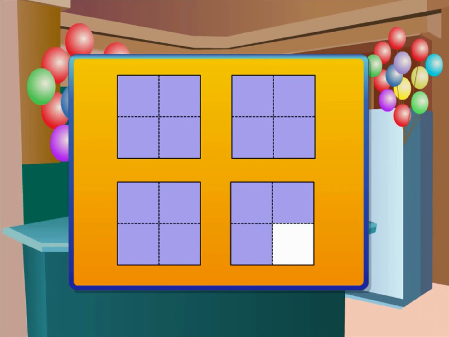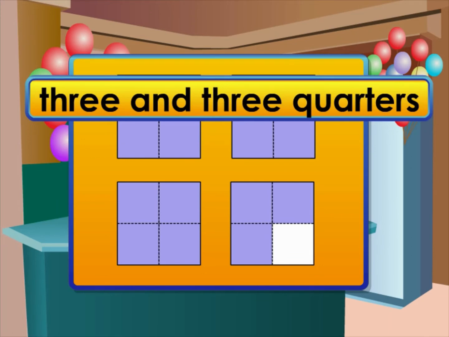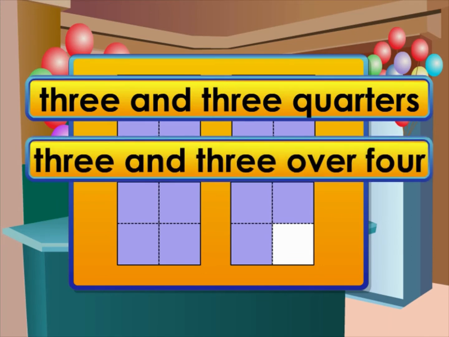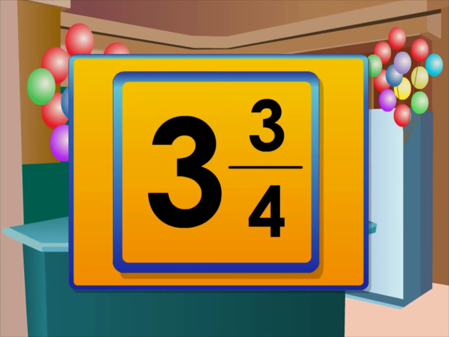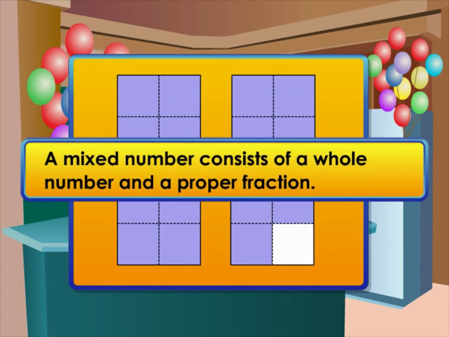Let us learn more about mixed numbers. Look at the paper folding carefully. There are 3 complete shaded squares and a fraction of 3/4. We say it as 3 and 3/4. We write this as 3 and 3/4. Remember, a mixed number consists of a whole number and a proper fraction.